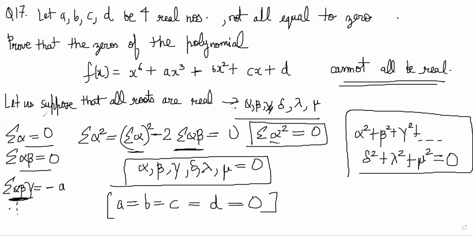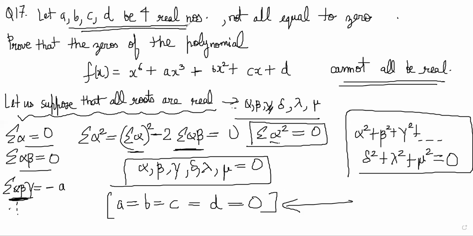So if you suppose that all the roots are real, you get the result that A is equal to B is equal to C is equal to D is equal to 0, which is a contradiction to the problem statement, which says that not all are equal to 0. Hence, we have a proof by contradiction here, and we have gotten our answer, right? Okay, so that was interesting. Then let's look at a very famous question.